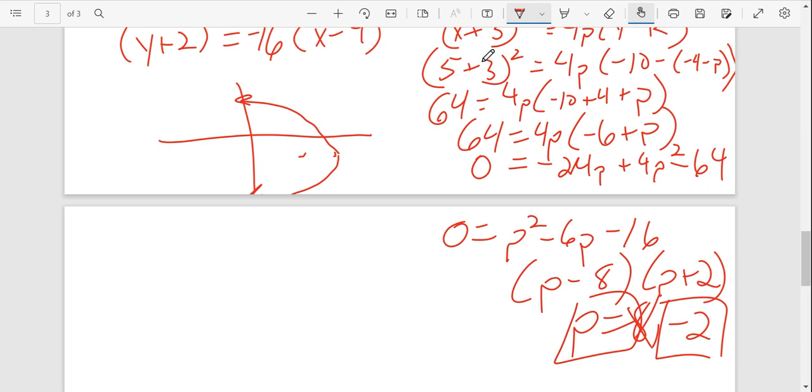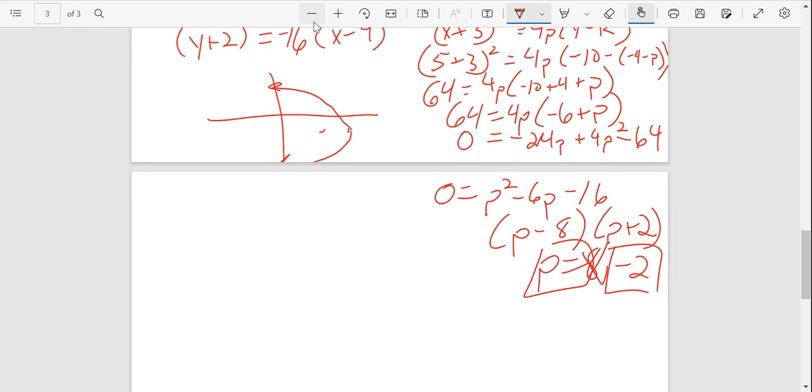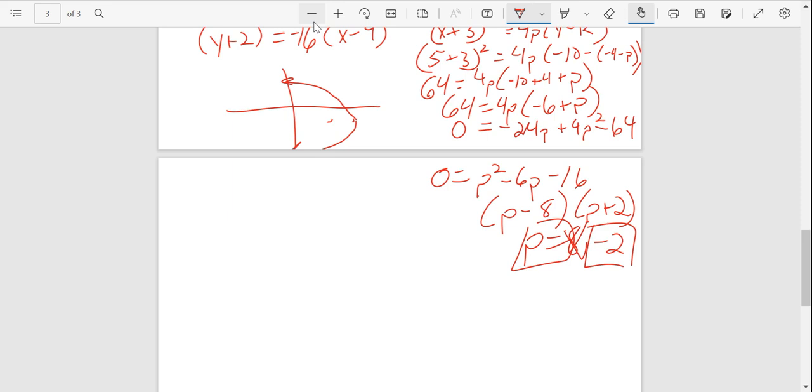So final answer, zoom out so I can see everything. Final answer, x plus 3 squared equals negative 8 times the quantity y minus negative 4 minus negative 2, which is negative 2. So plus 2 then. Negative times negative, negative is plus.